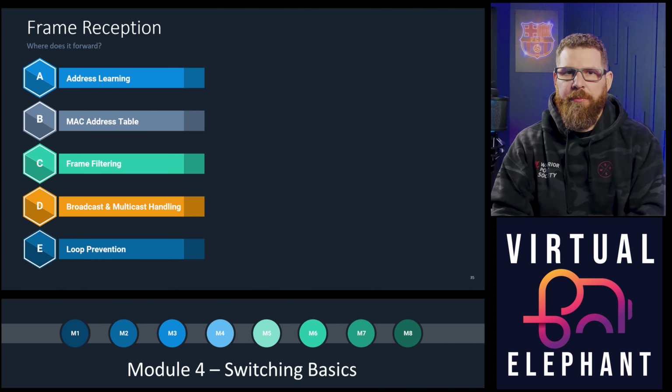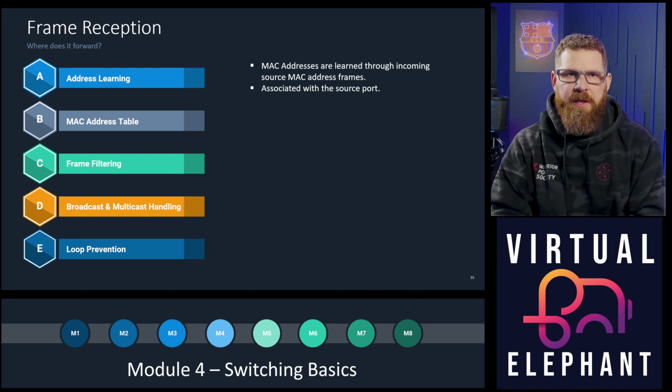Now let's dive a little bit deeper into the frame reception. The frame reception has 5 parts: address learning, the MAC address table, frame filtering, broadcast and multicast handling, as well as loop prevention. We've spoken a little bit about this just a moment ago. The important thing to remember about address learning is that this is the first thing that's going to happen as a frame comes into the switch.